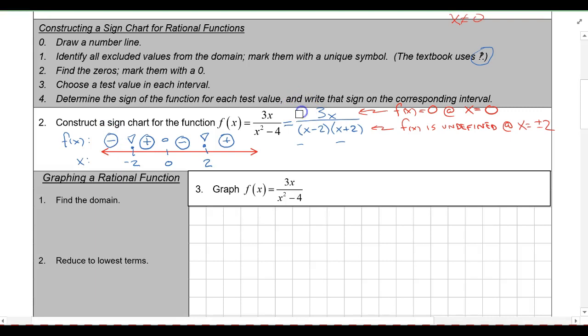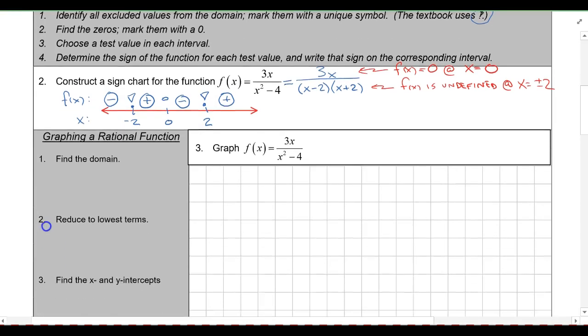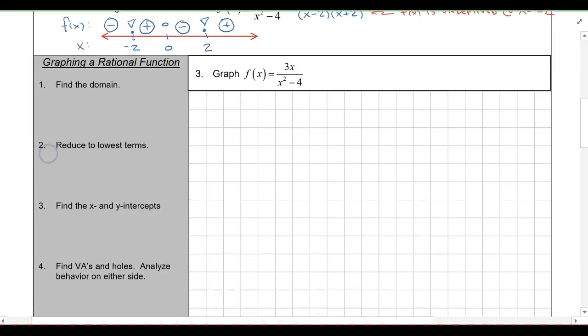Okay, so we got a sign chart drawn for this rational function. That's great. What do we do with it? Well, for now we just look at it and say, hey, I know a little bit more about the function than the person next to me. But we're going to use that information to graph the rational function, 3x divided by the quantity x squared minus 4. And remember, this is the function we just looked at. And we know that this factors into x minus 2 and x plus 2 in the denominator. And my numerator is 3x.